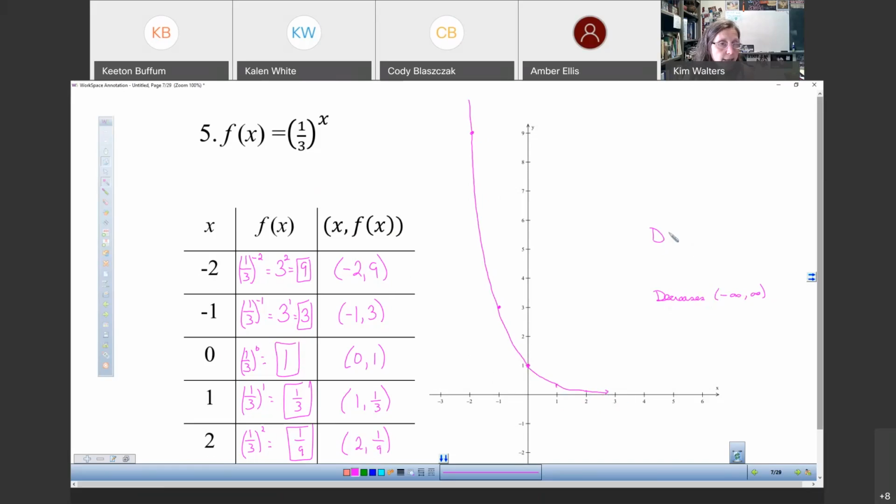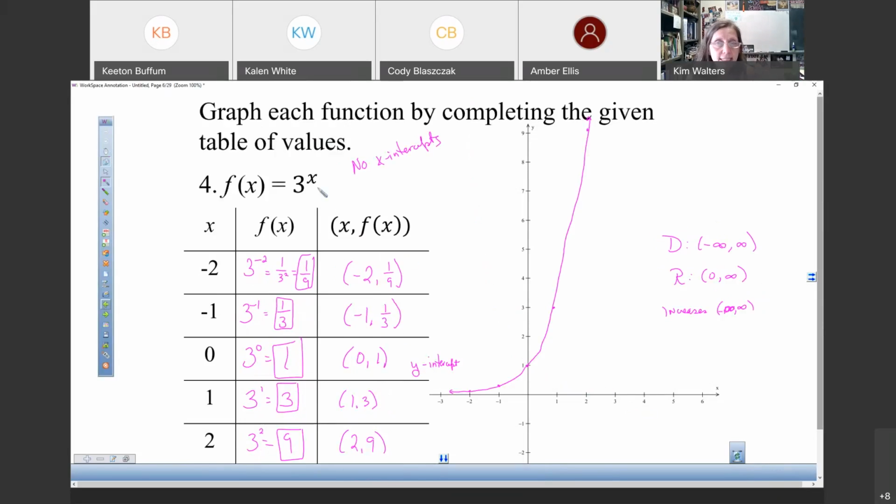So we can also talk about the domain for this function. Any real number can go in there. The range, however, is still just those positive values, not zero. Okay, so does that make sense? So it's a little bit different. So the 1/3 to the x is a decreasing function. Fraction to a positive x is a decreasing function. 3 to the x is that increasing function. In other words, a number larger than 1 to the x is going to be an increasing function.